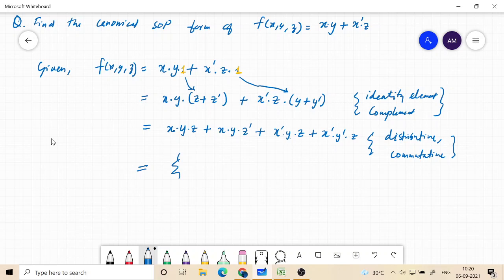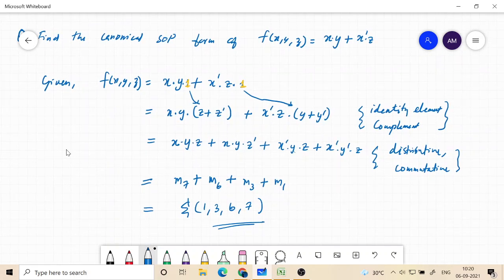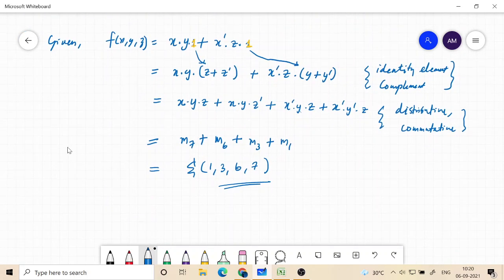So the first one is M7, the next one is M6, the next one is M3, and the last one is M1. So you can write it as 1, 3, 6, 7. This is the canonical SOP form. All the minterms we find out by using this.